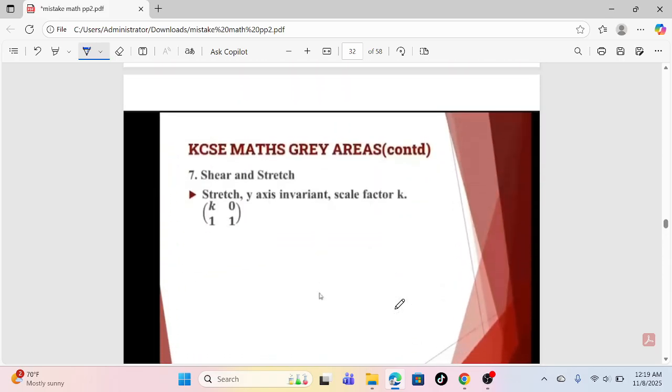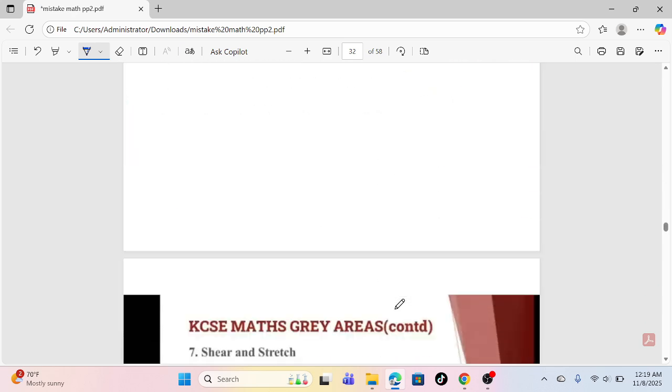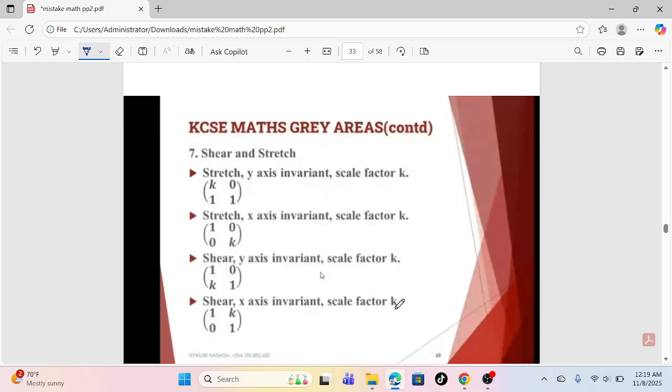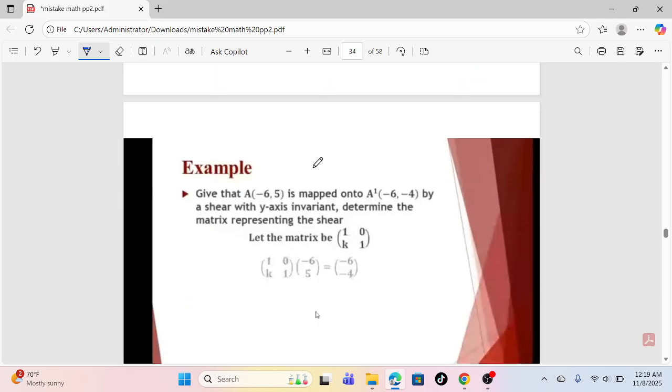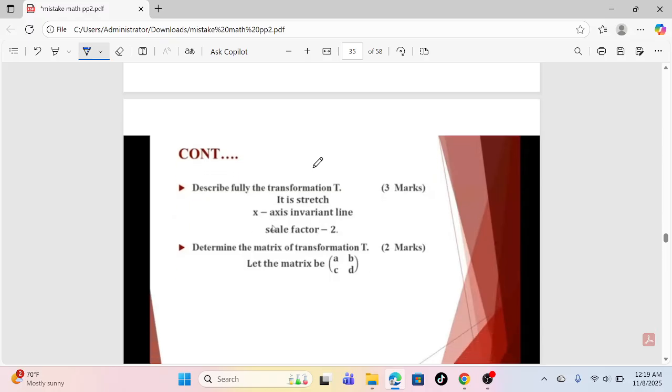Yeah. The shears and stretch is also very key areas ambayo unafaa angalia. Sasa shears and stretch kwa tunaongelea, lazima uangalie nini, the x invariant or y invariant and the scale factors, which is very important na kuanga rahisi sana. So describe fully the transformation ya shears. First of all, ama stretch unaangalia kama iko stretch ama iko, then it is x invariant, then scale factor of 2. So and that you will score 3 marks.